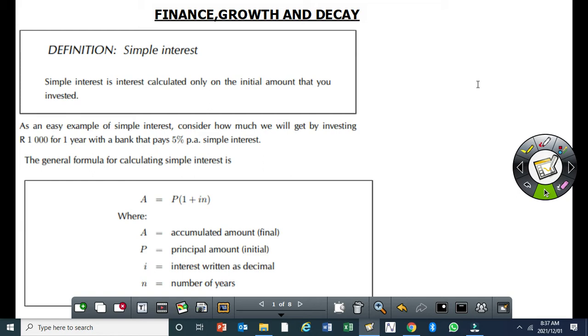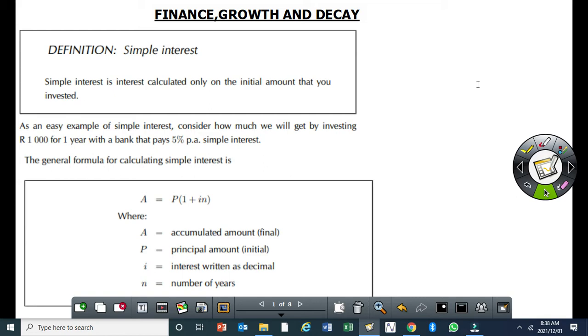You can't do financial maths or finance growth and decay without knowing what interest is. Okay, just as a simple definition, you can write somewhere in your book: interest is the cost of borrowing money. So if you borrow money, you have to pay a cost for borrowing that money, and that cost is called interest.